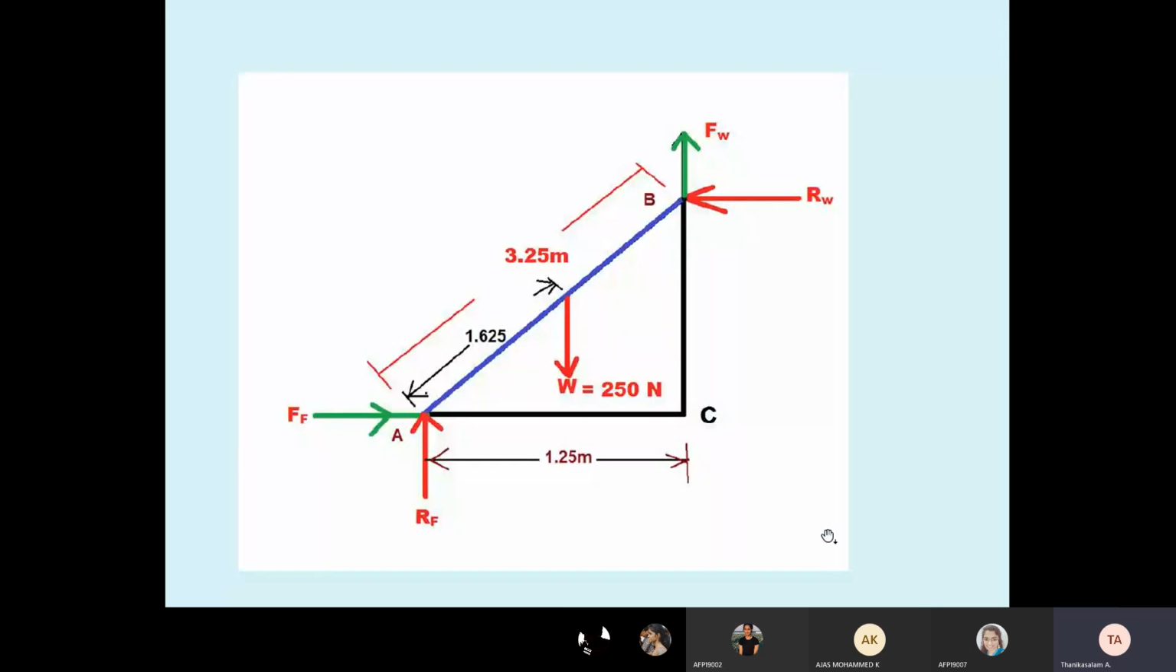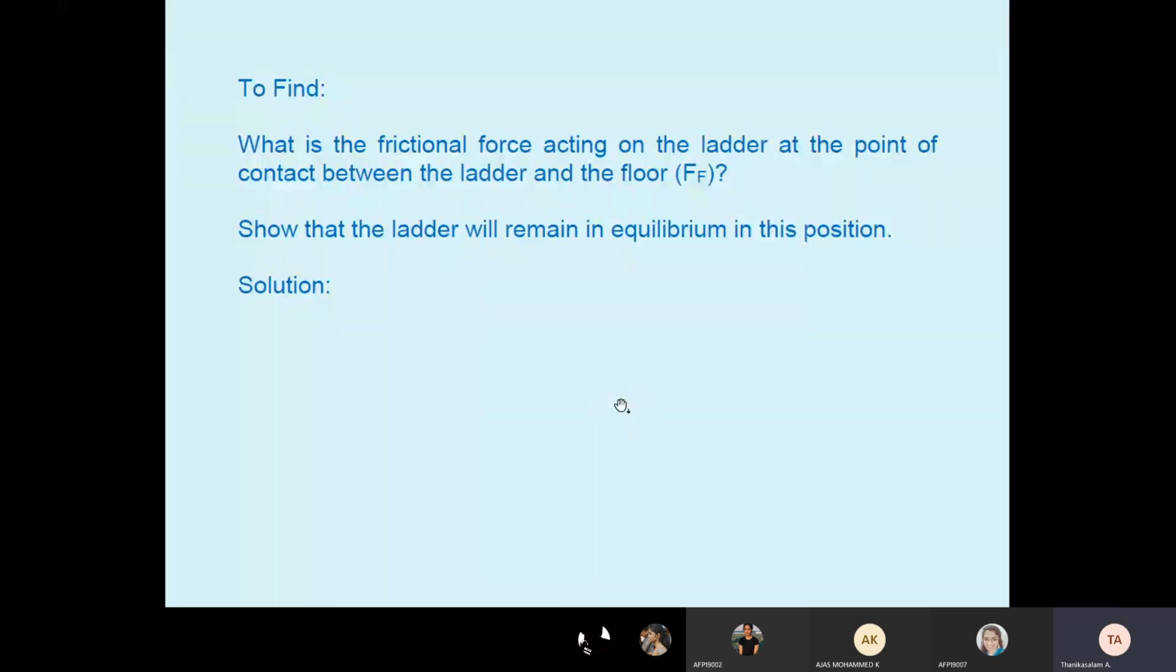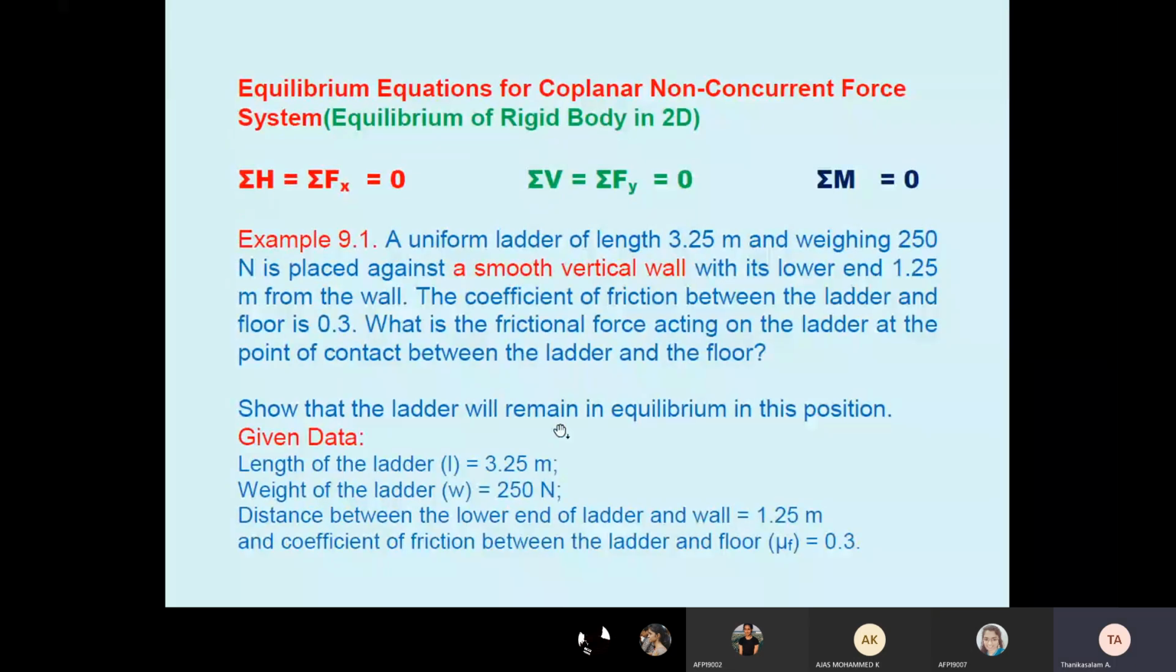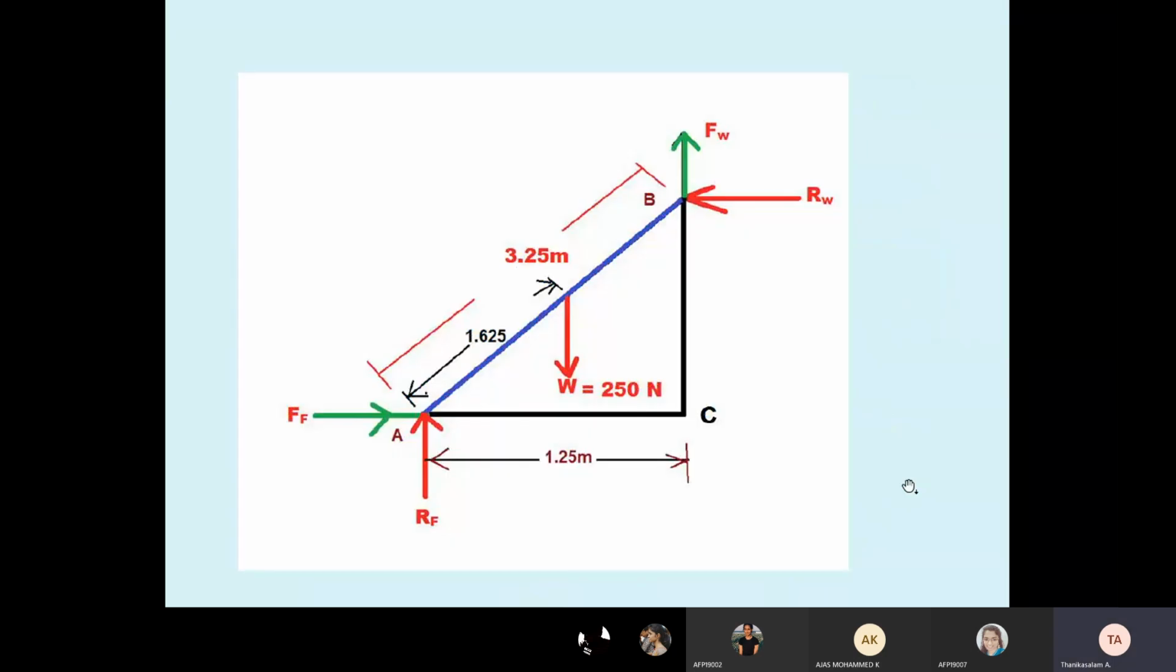The length of the ladder is given, so we have to mark 1.625. How can we mark 1.625? The weight is acting in the middle, therefore 3.25 divided by 2, so 1.625. The horizontal distance is also mentioned: the distance between the lower end of the ladder and the wall is 1.25 meters. Let's put the horizontal distance from the lower end A to the wall starting from C, that is 1.25.